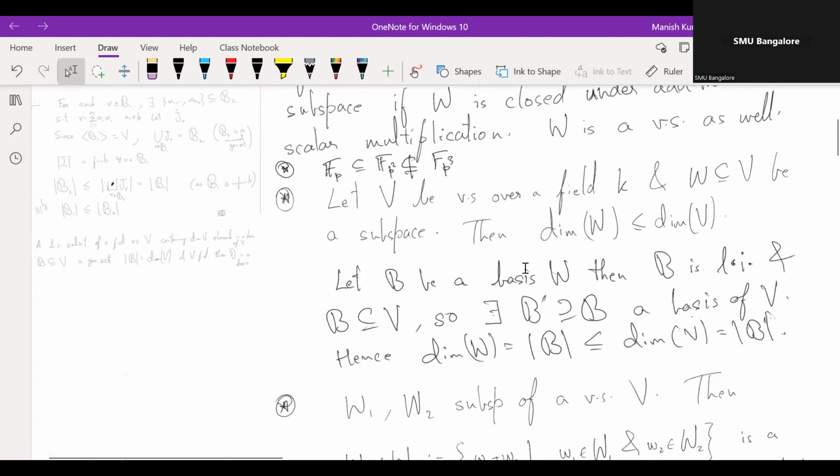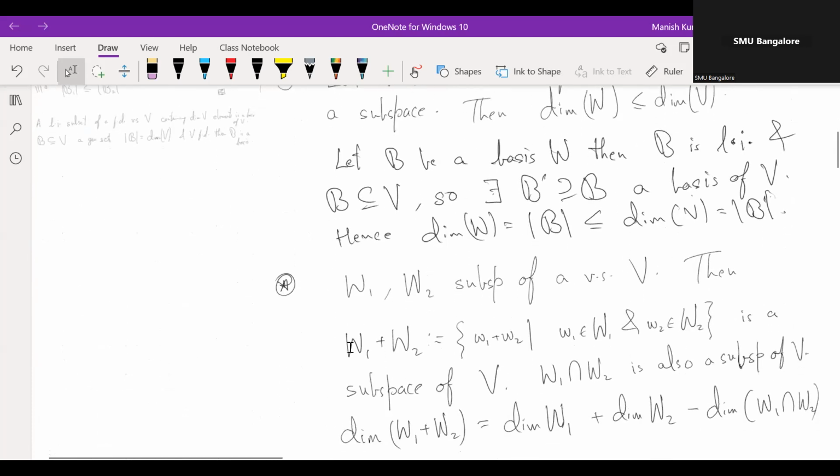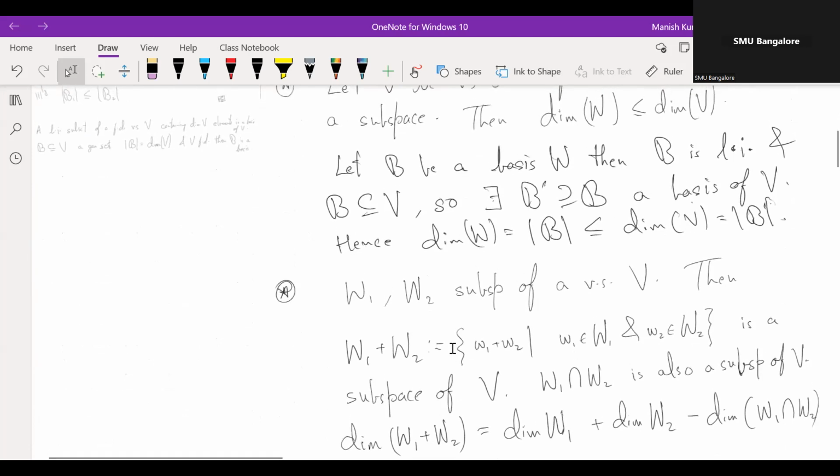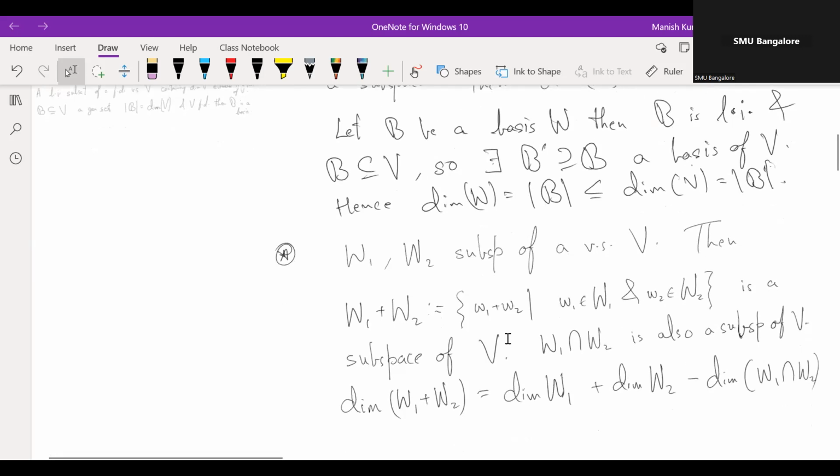Is it? Yeah. So this set W1 plus W2 is indeed a subspace of B. Similarly, this W1 intersection W2, I mean the intersection of two subspaces, of course is closed under addition and closed under scalar multiplication. So it's also a subspace of B. And then there is a formula for their dimension.